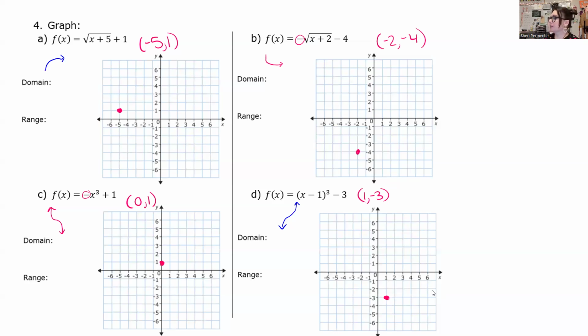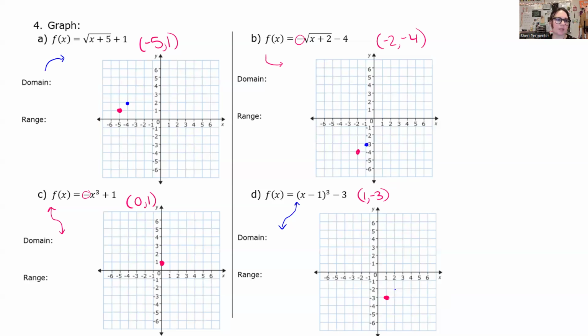All right, from here, every single one of these graphs, because none of them are stretched, is going to have its first point to the right one and up one. Every single graph to the right one and up one. That's how they all will start.